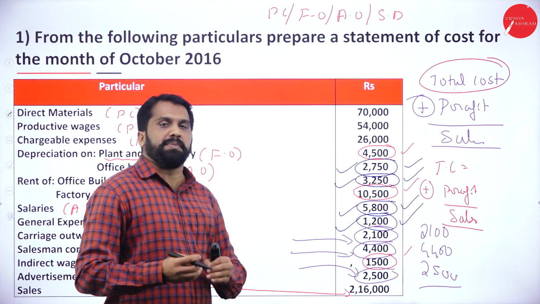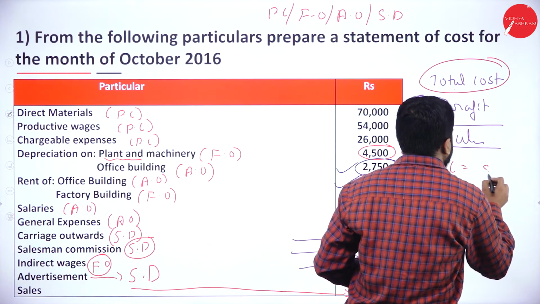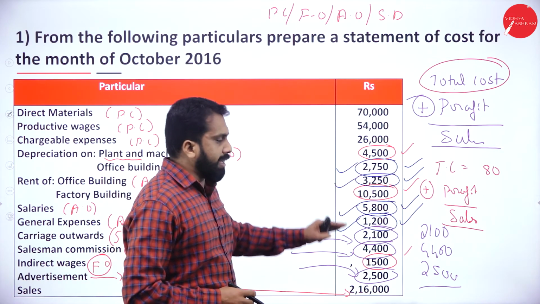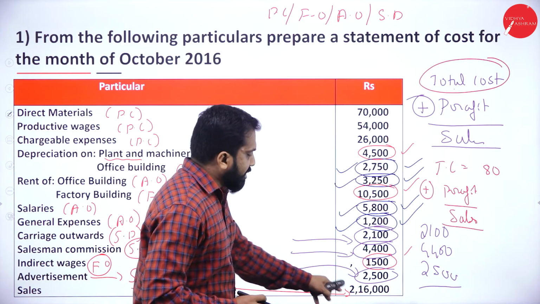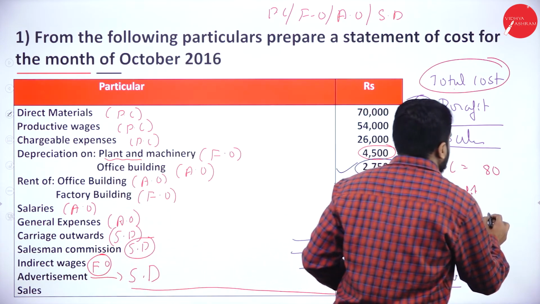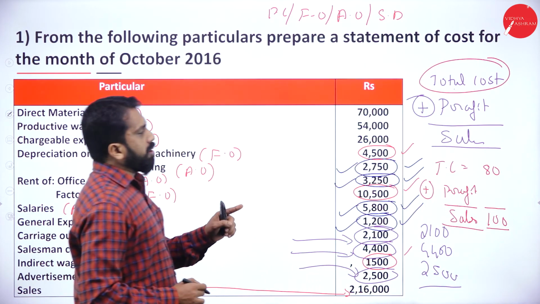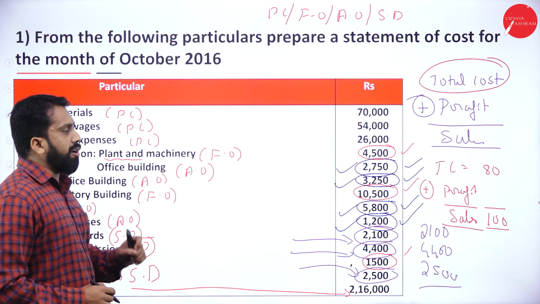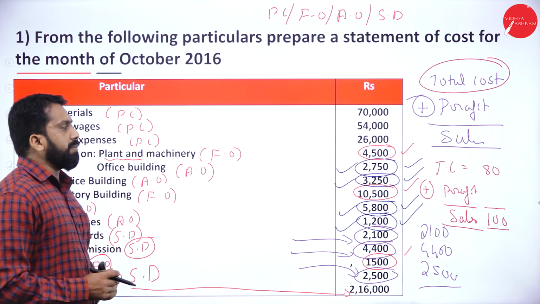Now, we'll go with an example. Example I am giving: total cost, which we calculated, assume that it is 80. In the question itself, they have given sales. Assume it is 100. So, total cost how much? 80, we calculated. Sales how much? 100, it is given in the question. What is the profit now?